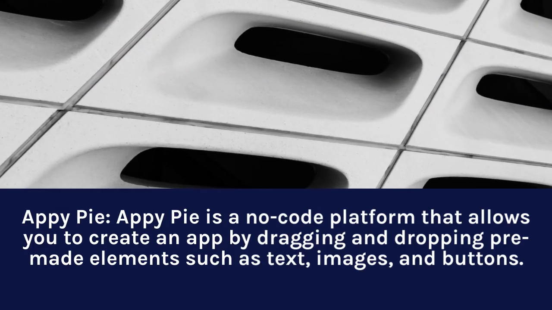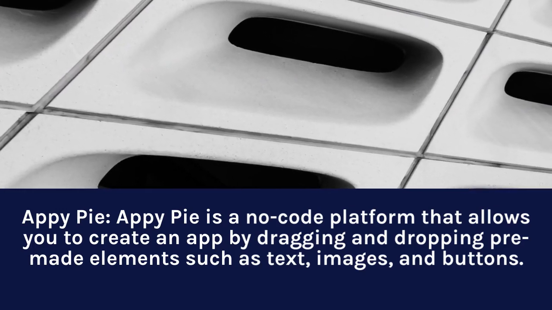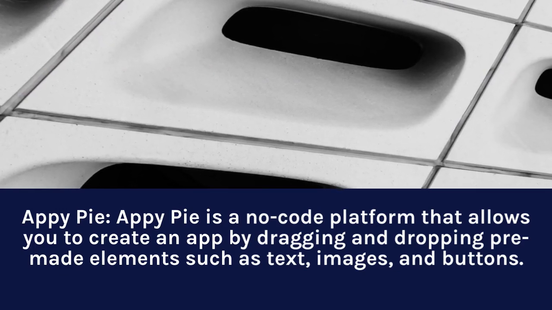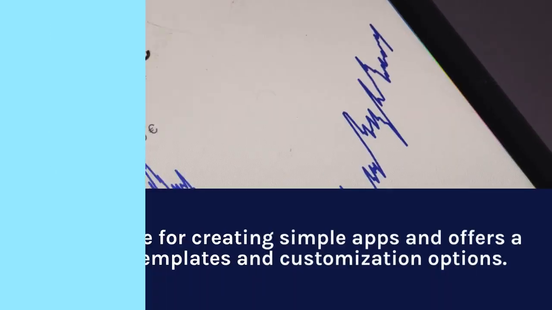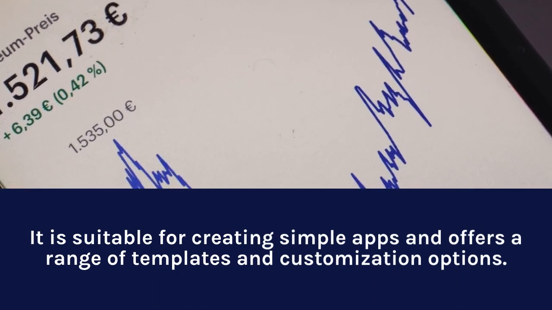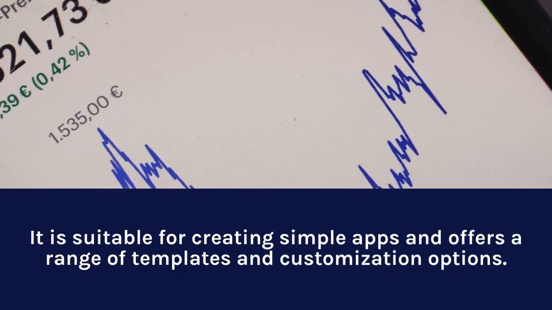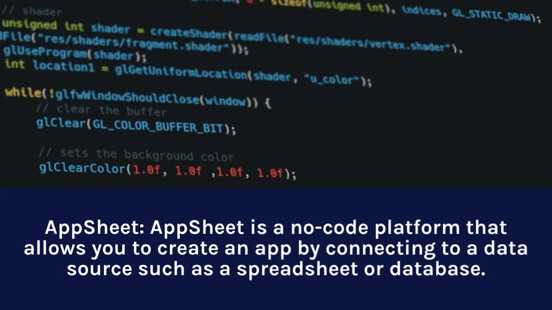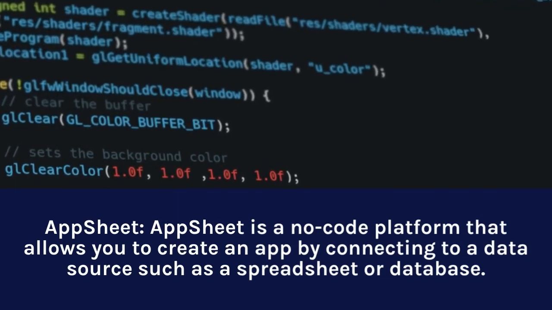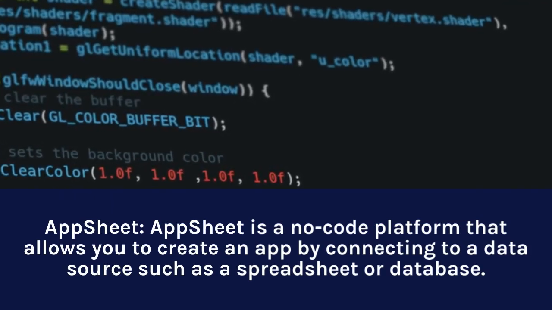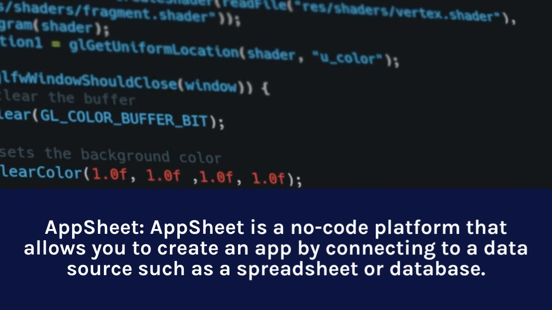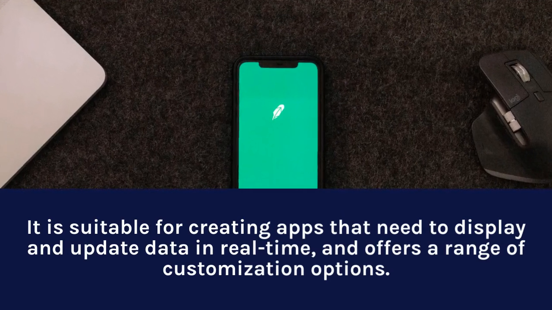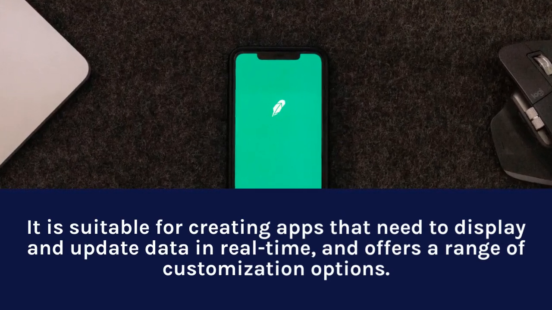AppyPie. AppyPie is a no-code platform that allows you to create an app by dragging and dropping pre-made elements such as text, images, and buttons. It is suitable for creating simple apps and offers a range of templates and customization options. Upsheet. Upsheet is a no-code platform that allows you to create an app by connecting to a data source such as a spreadsheet or database. It is suitable for creating apps that need to display and update data in real time, and offers a range of customization options.